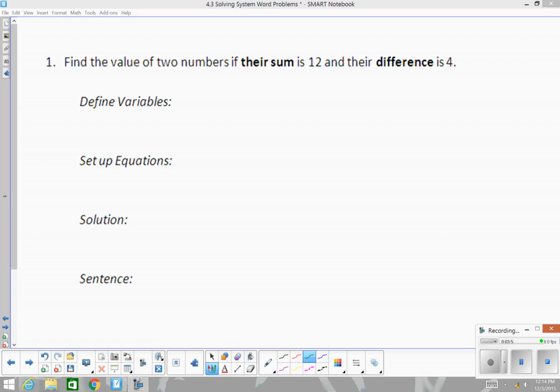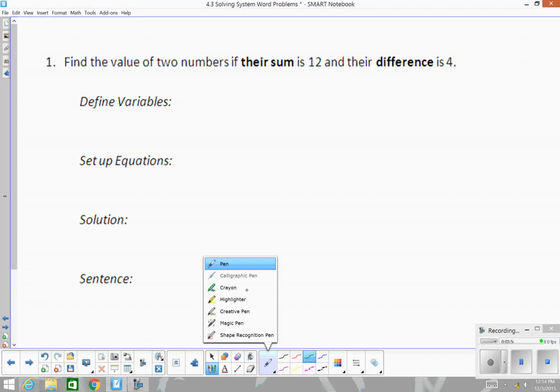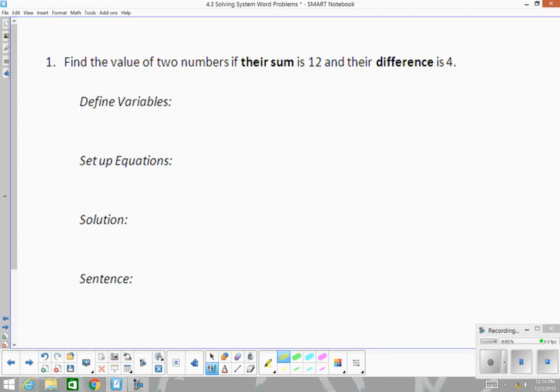Okay, good. So now, if you don't have a highlighter, you might want to grab a highlighter. So I'm just going to highlight key words, and I should have them bolded. So let's read this. It says, find the value of two numbers if their sum is 12, okay, that's important, 12, and their difference is 4. Okay, now the first thing I want to do is define my variables.